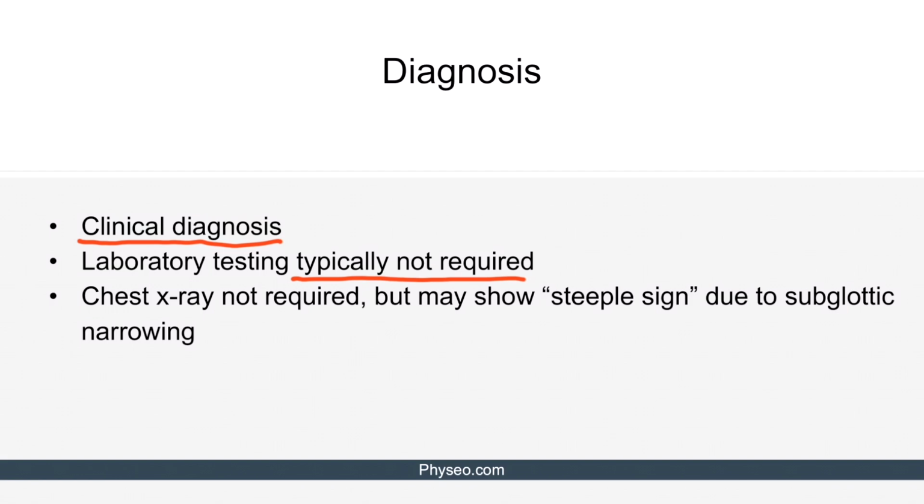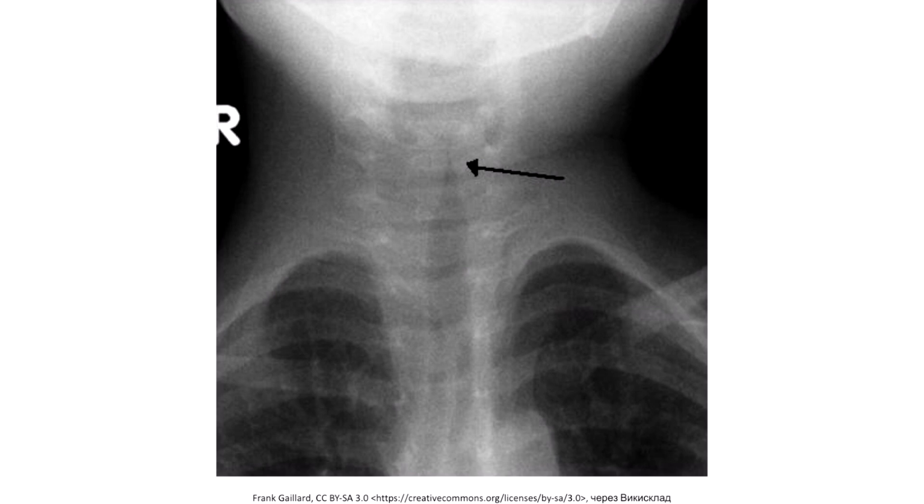However, if one does obtain an X-ray, they may see a steeple sign that occurs secondary to subglottic narrowing. Here is a chest X-ray that demonstrates the steeple sign of croup. At the arrowhead, you can see inflammation and swelling of the subglottis that has led to a point on the X-ray due to narrowing of the airway. This is the steeple sign, which is named due to the resemblance of a tall, narrow steeple of a church.